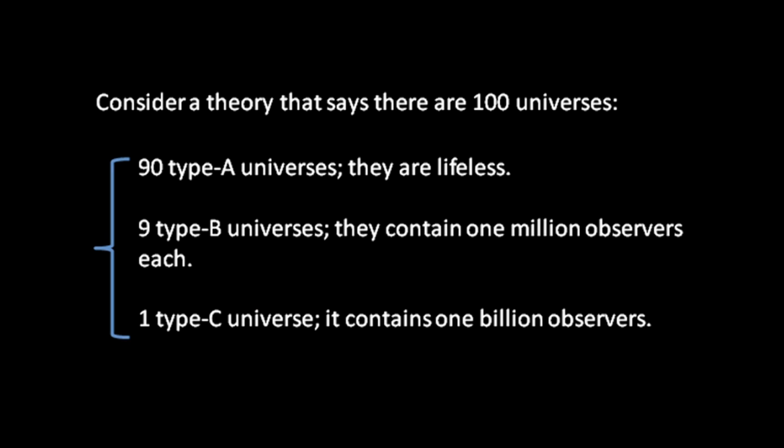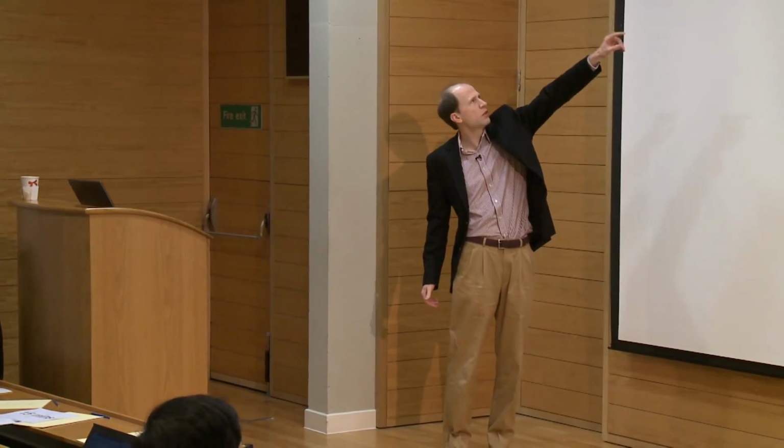So let's zoom in on this and look at it a little bit more closely. Suppose you have a theory that says that there are 100 universes. 90 of them are type A universes containing no life. 9 are type B universes, so they each contain 1 million observers. And there's one type C universe, which contains 1 billion observers. Now, if we instead had a theory that didn't postulate this type C universe, so it just had the first 2 types, then we wouldn't need any sophisticated anthropic principle. We could just use logic.